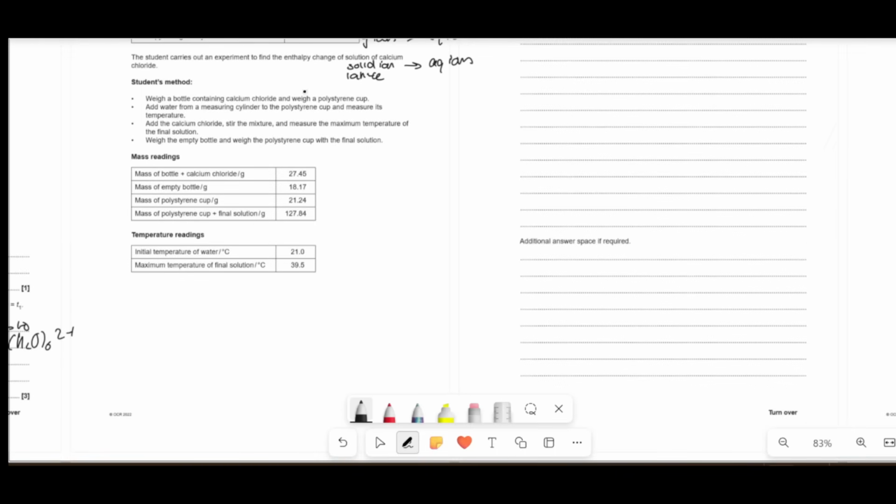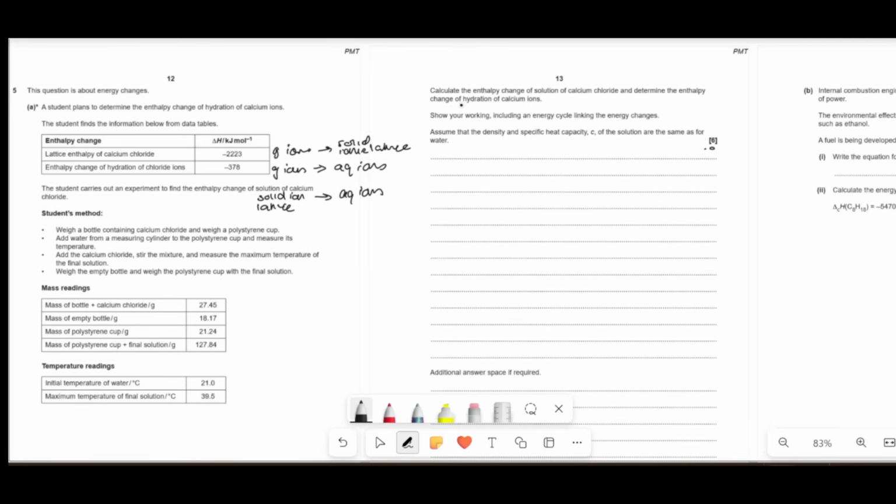So then the student does all of this stuff and measures the temperature changes, and what they're trying to find is the enthalpy change of solution. So now we're going to use their numbers to calculate the enthalpy change of solution and then make a cycle with that. In this case, because it's calorimetry, we're measuring temperature changes, so we're going to use Q = mcΔT. ΔT is the temperature change, which we can work out as this minus this. So the temperature change is going to be 18.5 degrees, because it's the final temperature minus the first. So that's ΔT sorted. Then c: they've told you in the question to assume that c is the same as water, so it's going to be 4.18.